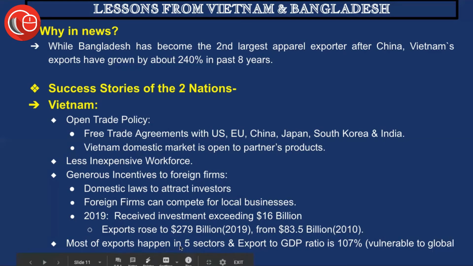Then most of the exports happen in five sectors, and the export to GDP ratio is 107%, which is vulnerable to global changes or global economic uncertainty. Now, this is one point where even Vietnam needs to work a lot. The export to GDP ratio simply means how much of your GDP is gained through exports. For example, if the total GDP of a country is rupees 100, we need to find out what share of these rupees 100 is brought through the exports made by the country.